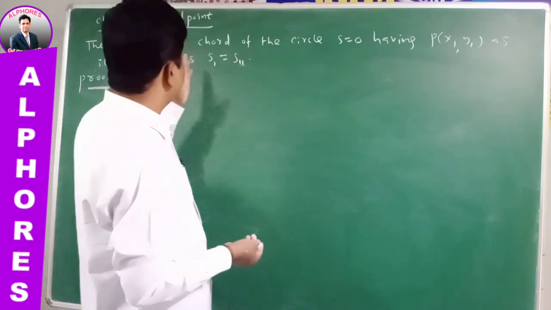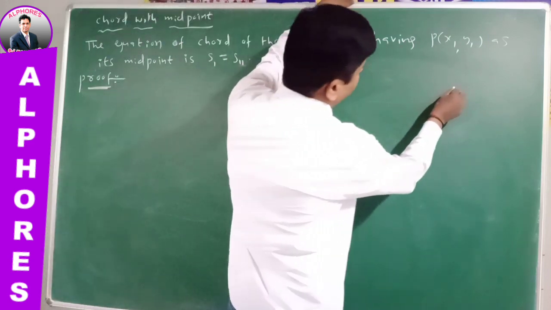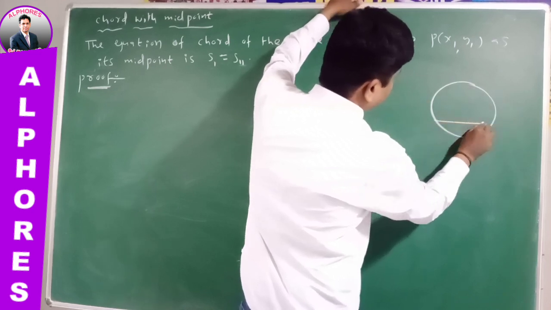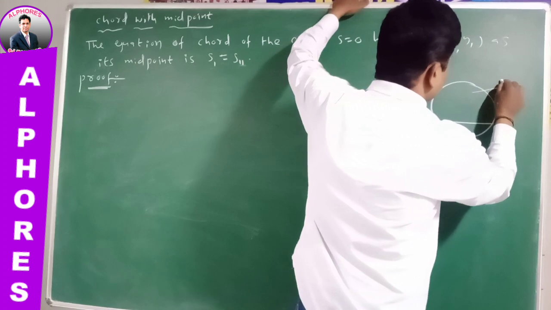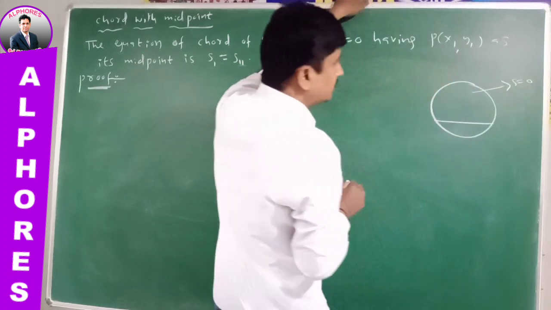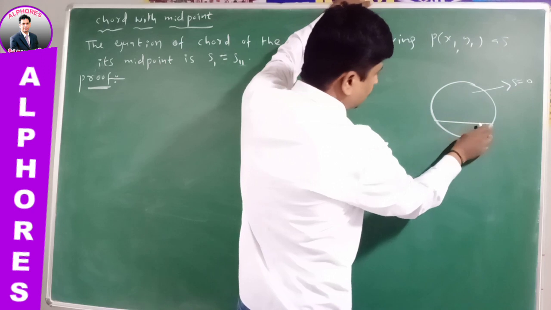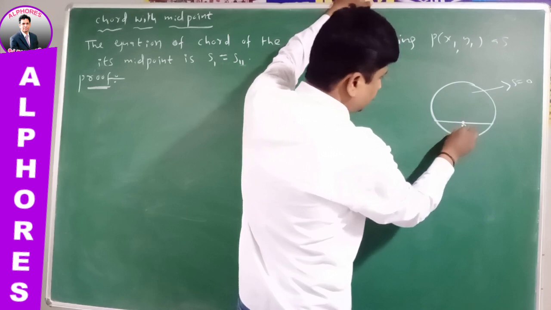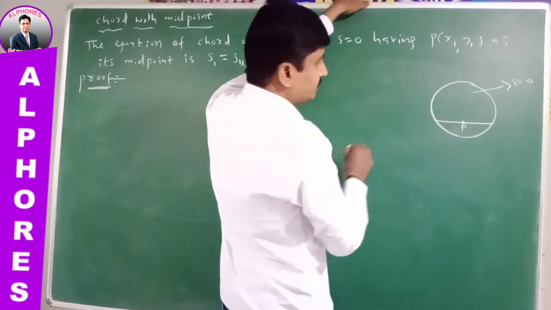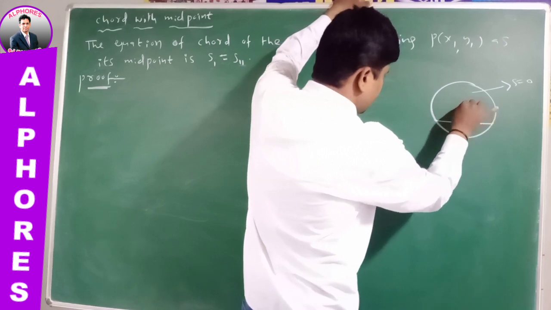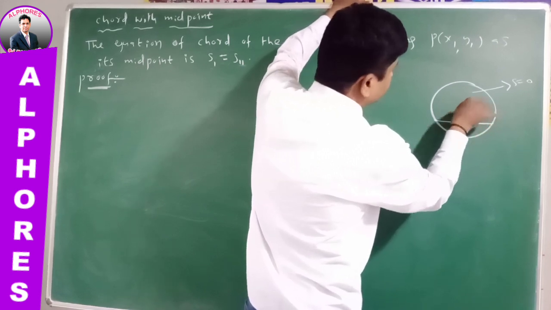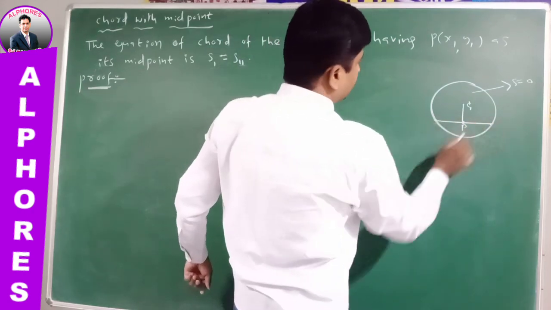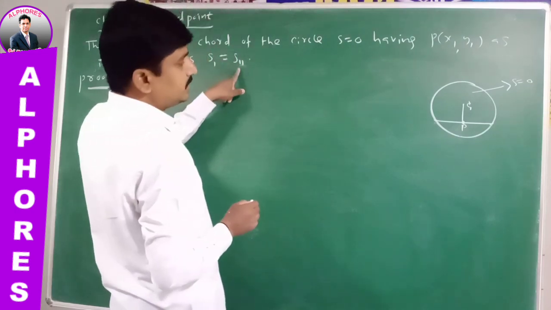Okay, now proof of this theorem. Here the equation of this circle is S equal to 0. This is the chord of the circle S equal to 0. Here given it is P. Here P(x1, y1) is the midpoint of the chord of the circle S equal to 0. This is the center of the circle. Here the equation of the chord is required; we have to show that S1 equal to S11.